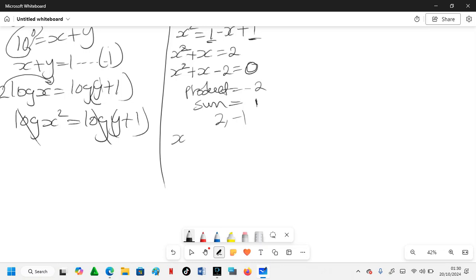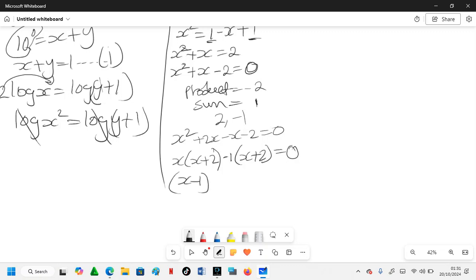So we are going to have x squared plus 2x minus x minus 2 is 0, so that we can have x common here. So we have x plus 2, and then negative 1, so that we have x minus 1 times x plus 2 being equal to 0, right? So x is 1 and x is negative 2, right?